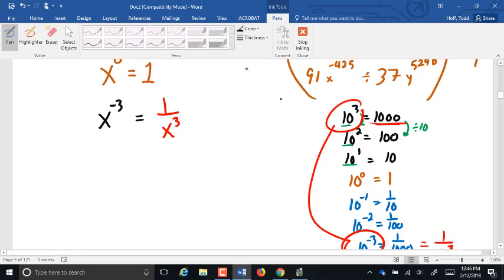So, how do we do calculations with combinations of variables? Let's say we have xy to the power of 6.